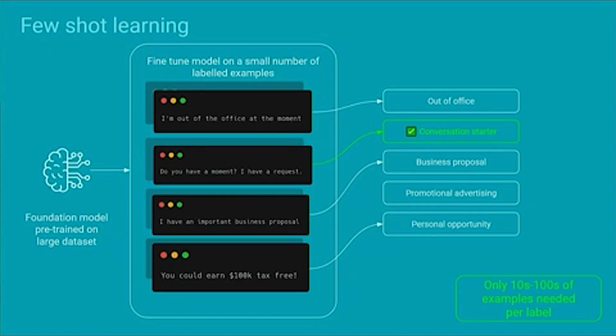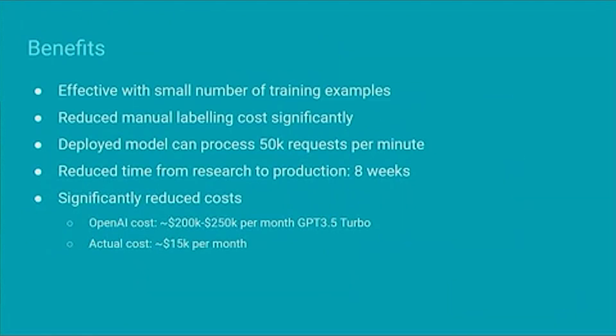Hundreds, and that's exactly what we did for this project. So still some labeling, but significantly less. And what are the benefits of that? So that reduces the manual labeling cost significantly. We've reduced the time from research to production to weeks, 8 weeks, from no model to having a model and solving that problem for the clients.